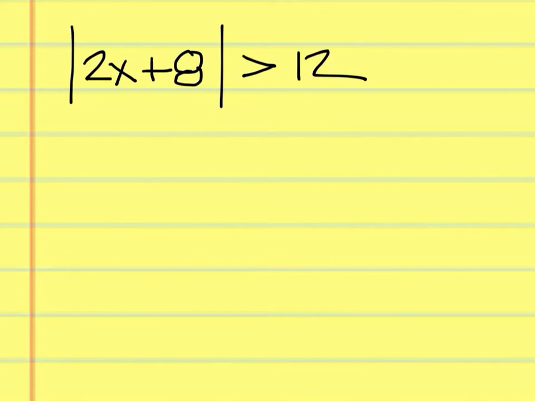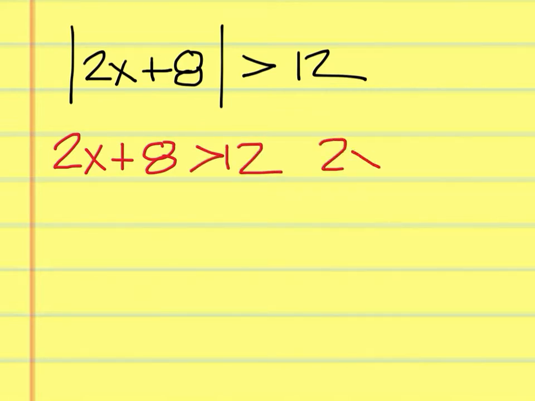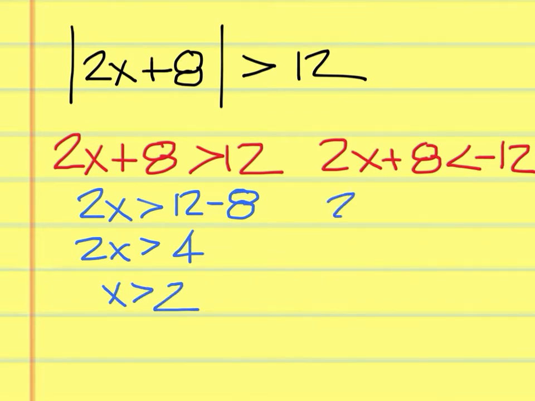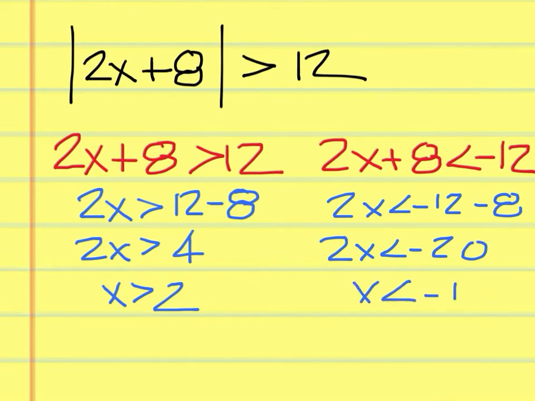To solve this absolute value inequality, you're going to have to write it as it appears without the brackets, and then write it as it appears by flipping the inequality sign and then changing the sign of the 12. That's the only difference, which would be here and there. Solve both of them to come up with 2x greater than 12 minus 8, which is 2x greater than 4. X would be greater than 2. And then on the right side we have 2x less than negative 12 minus 8, which would be a negative 20 on the right. X less than negative 10.